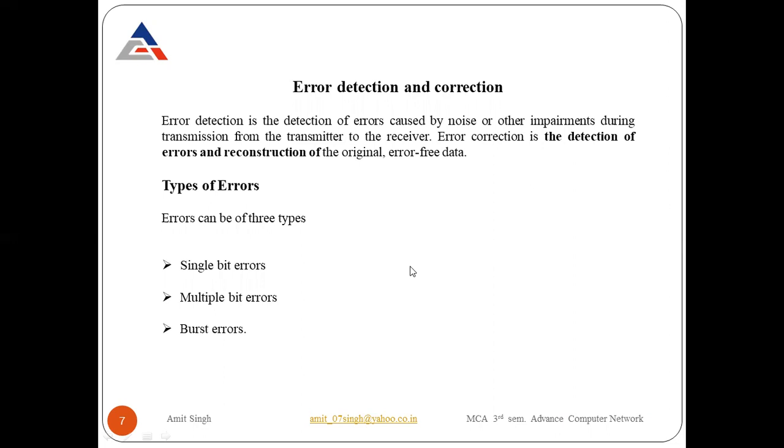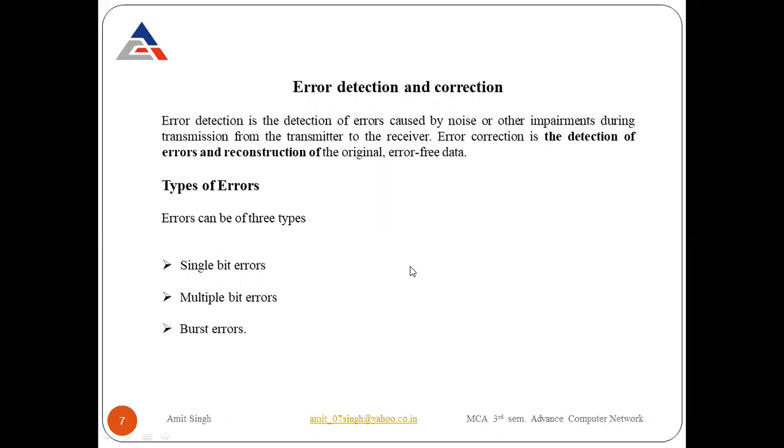We also know that whenever we send data, it is sent in the form of bits, either zeros or ones. Whenever the value of zeros and ones changes, it means that some error is present. Finding that is called error detection. And finding that error with the help of some techniques and reconstructing the original, error-free data is known as error correction.